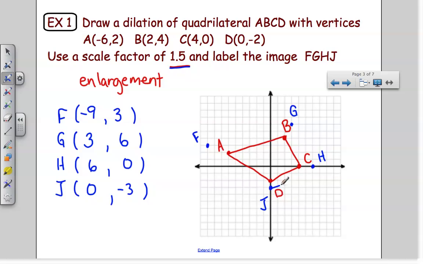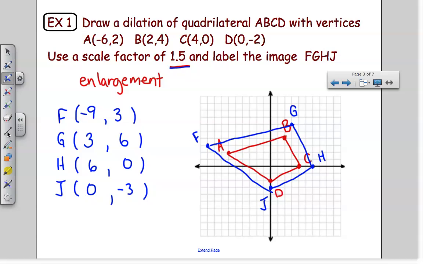Let's check it out. Now, all of the lines that I draw should be parallel to their corresponding sides, since I'm going out from that origin, and any enlargement should be the case. Oh, I'm a little off there, sorry about that. But yeah, this looks pretty good.